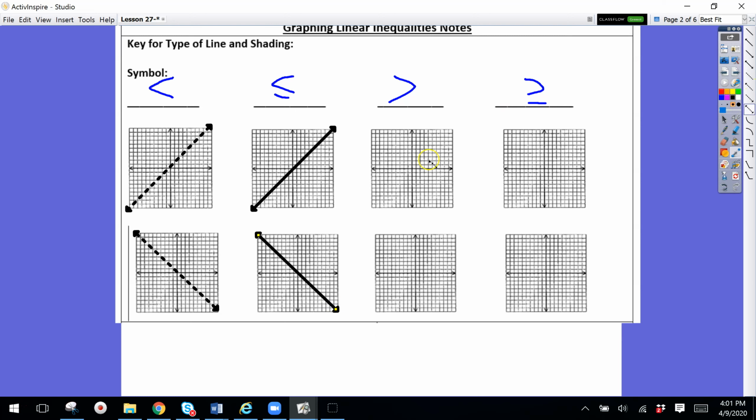Okay, so now let's go ahead and make our key for the type of line. Remember that if I am less than or greater than and don't have an equal sign, we're going to have a dotted or dashed line. So let's go ahead and say dashed.